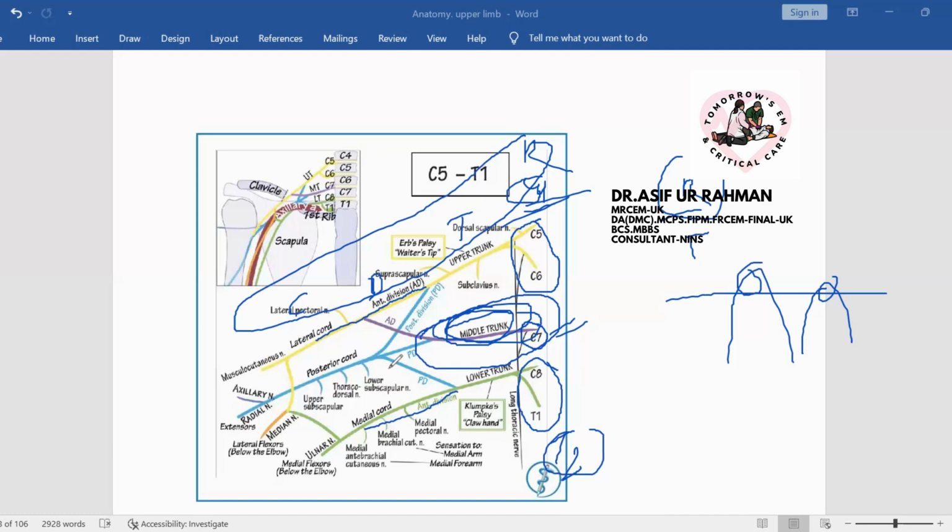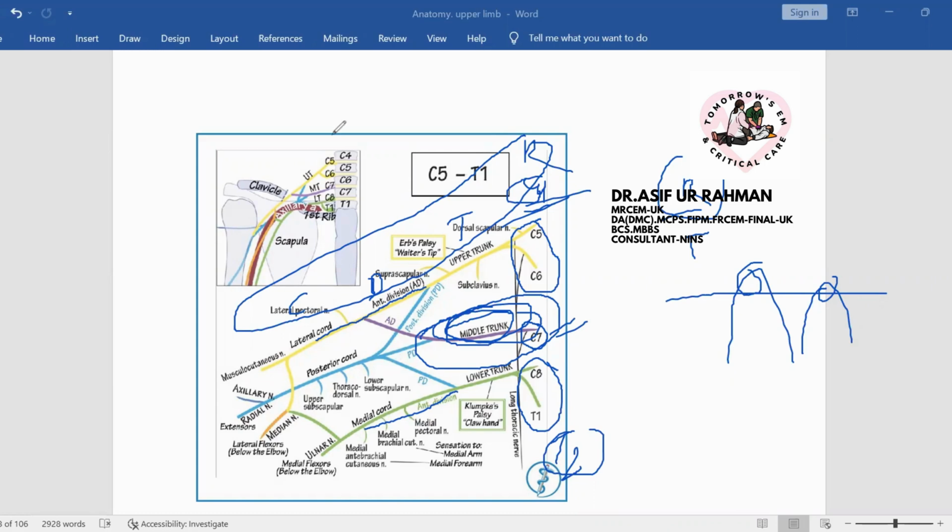So why are we saying medial cord, lateral cord, posterior cord? In which relation are we saying that this one is lateral, this one is posterior, or this one is medial? In relation to the second part of the axillary artery. Clear? Keep these things in mind throughout your life. You have to hear this lecture repeatedly. After that there will be a clean-cut conception.